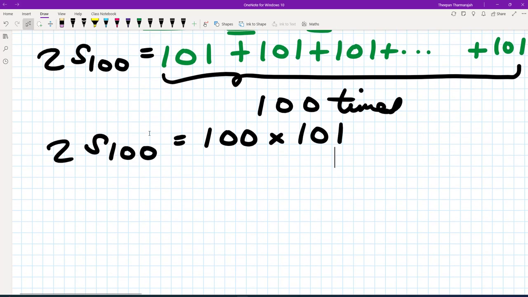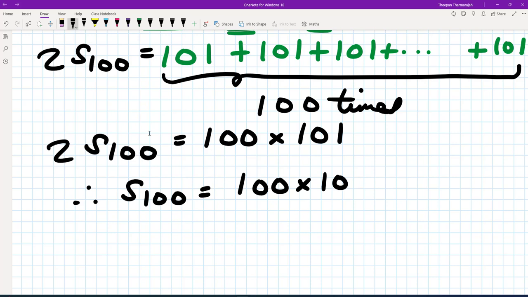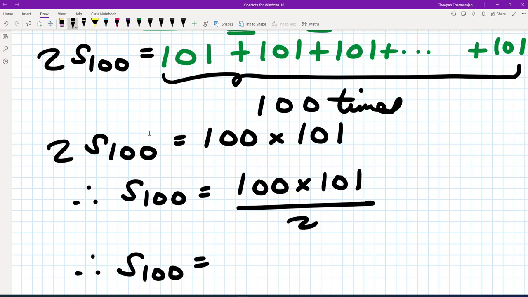Therefore, S100 is 100 times 101, all divided by 2, and therefore S100 becomes the following. So we're going to type that into our calculator, and we're going to get 5050.